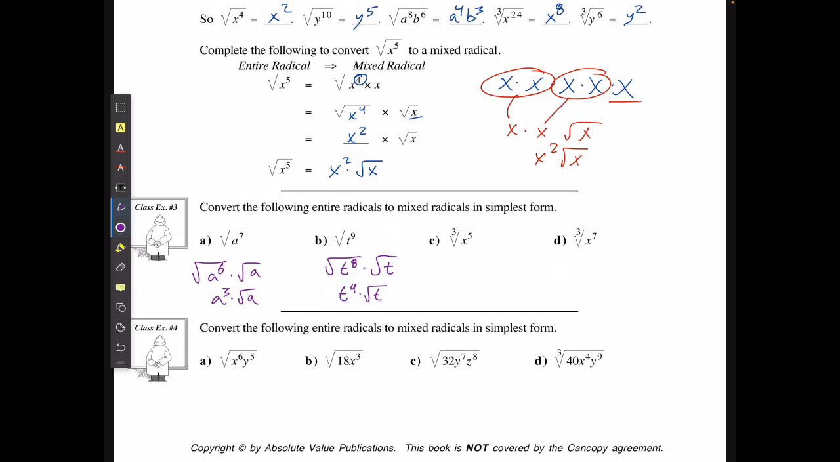5 isn't divisible by 3. 4 isn't divisible by 3, but 3 is divisible by 3. So I'm going to get x times the cube root of x squared. And in this case, 6 would be divisible by 3 just below the 7. So I have the cube root of x to the 6 and the cube root of x, or x squared and the cube root of x.